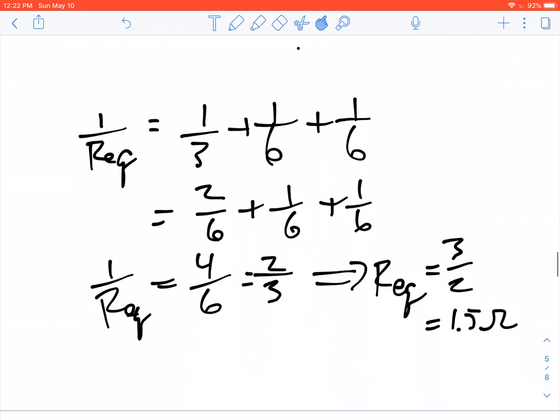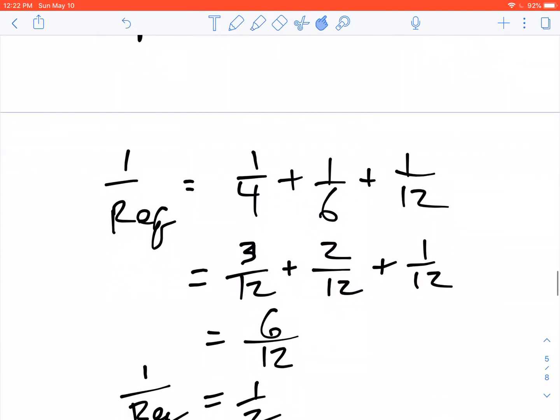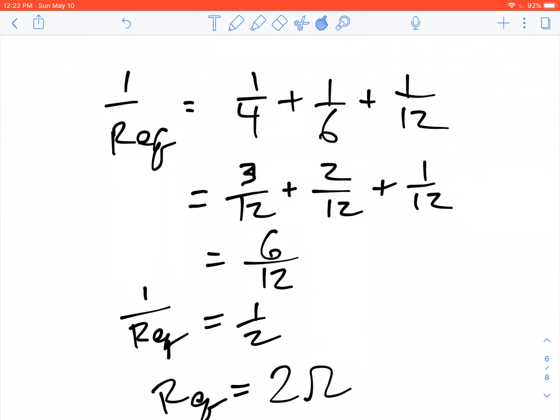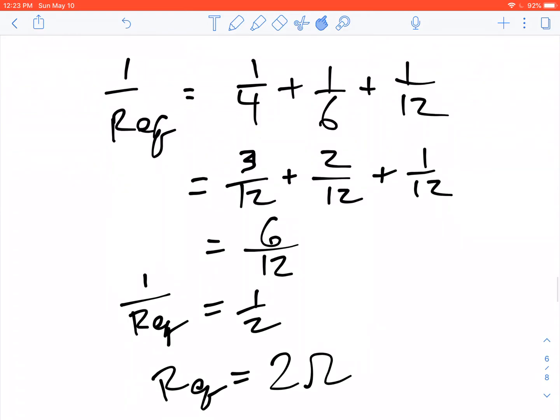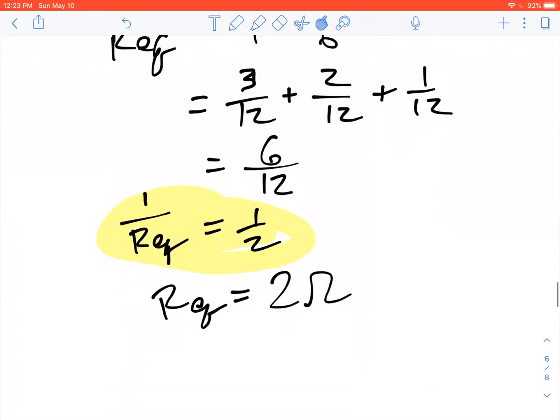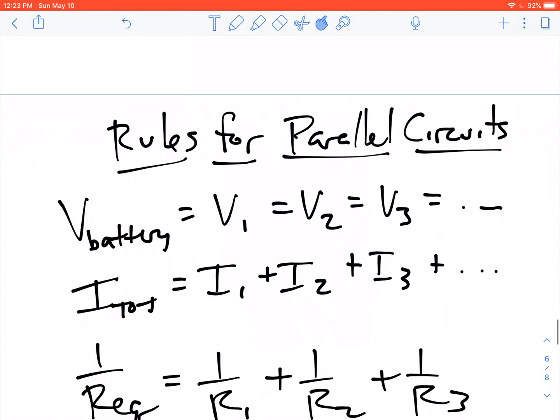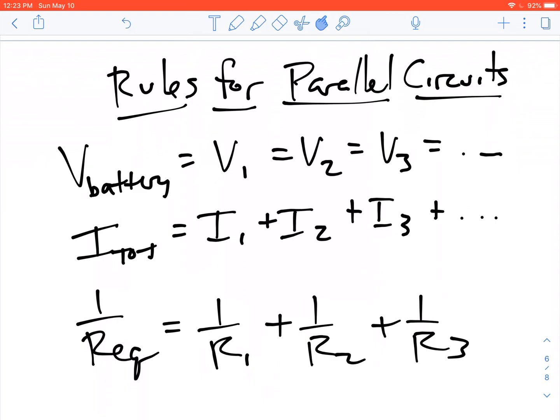All right, so this equivalent resistance formula gives us a way to calculate the total resistance of the circuit. It has this pitfall, though, where you have to remember this step here of going from 1 over Req to Req. All right, in summary, we have 3 rules for parallel circuits.